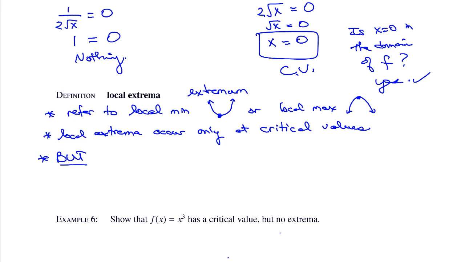But not all critical values result in extrema. Okay? So if you're going to have an extreme value, it has to occur at a critical value. But just because you have a critical value, that doesn't mean you're going to get an extreme value. It doesn't quite work that way. The canonical example of such a thing is the following.